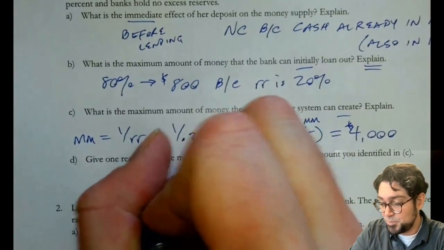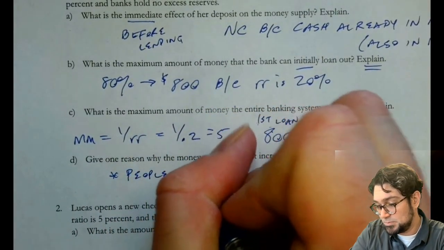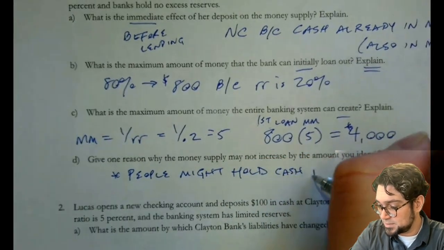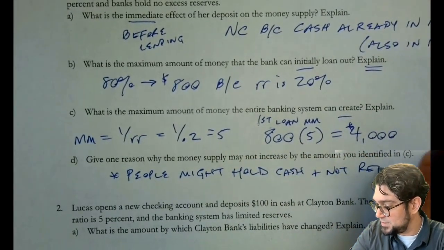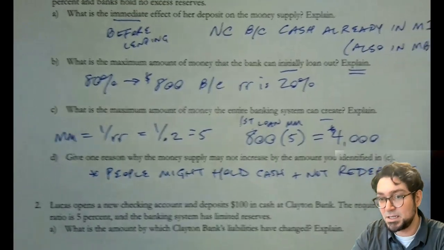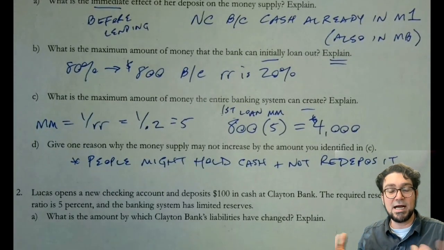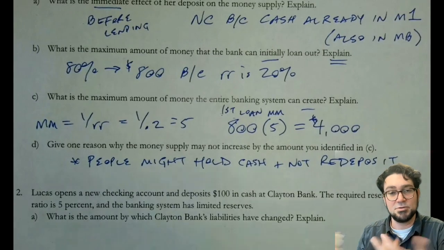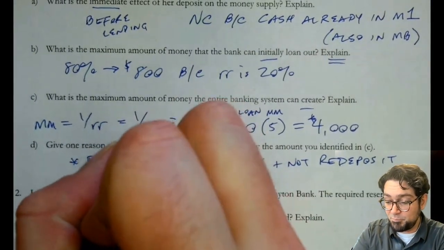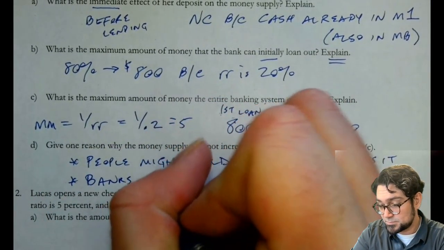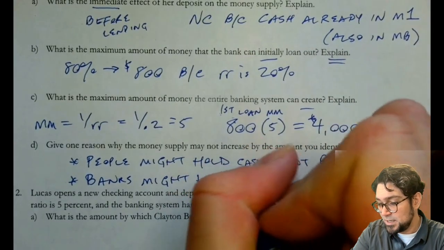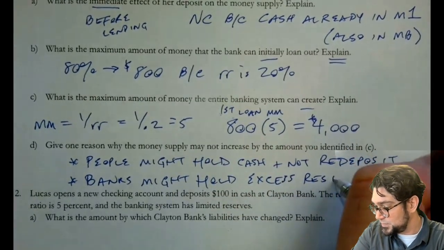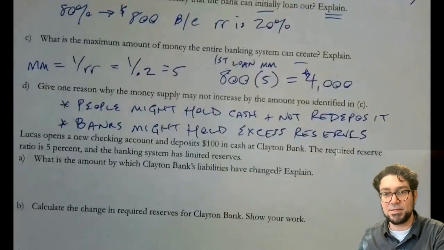Give one reason why the money supply may not go up by that much. Well, people might hold cash and not redeposit. And what we're saying when we say that is that the next person in line will basically not have as much money because they won't be able to borrow as much from the bank, because the first person chose not to redeposit all their money. The other reason is that banks might hold excess reserves. And so the bank could choose to not lend out extra money, and that's really what this one is saying, right? The bank could just choose not to make the loans.